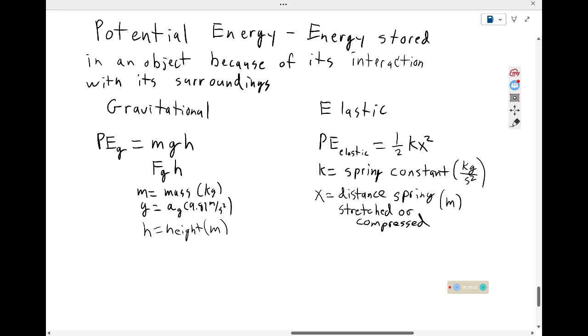So, you guys, this is where we started, right? Potential energy is energy stored due to an interaction with the surroundings. The two that we're going to be talking about are elastic and gravitational.